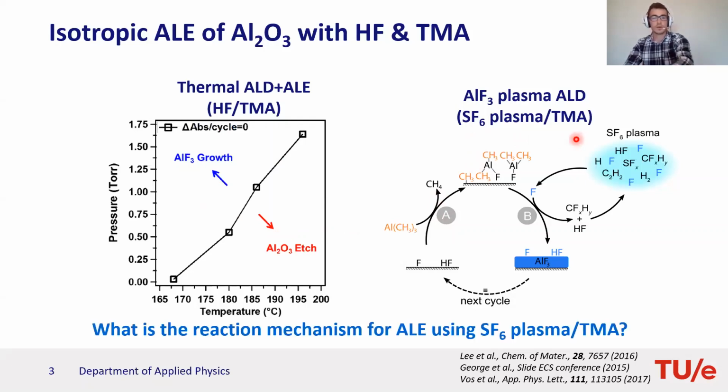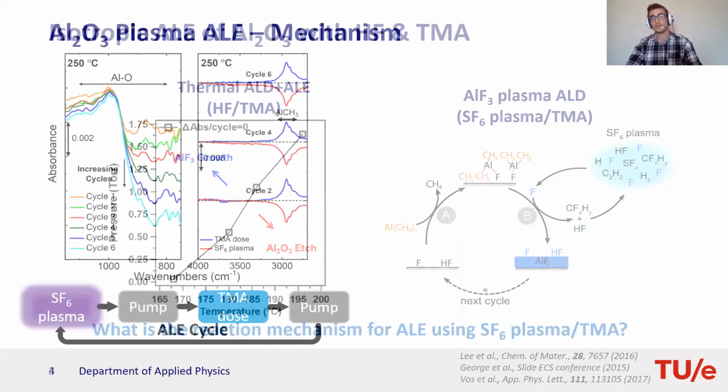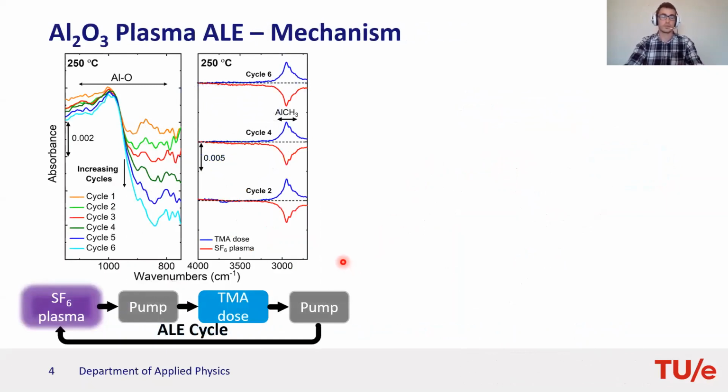So the first question we want to answer is, what is the reaction mechanism for an ALE process using SF6 plasma and TMA? And to investigate this, we used FTIR, Fourier transform infrared spectroscopy measurements. And at the bottom left, you can see the process we used for these reactions. So the first step was an SF6 plasma, followed by a pump, a TMA dose, and then another pump.